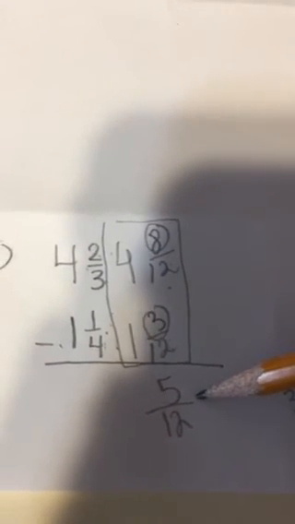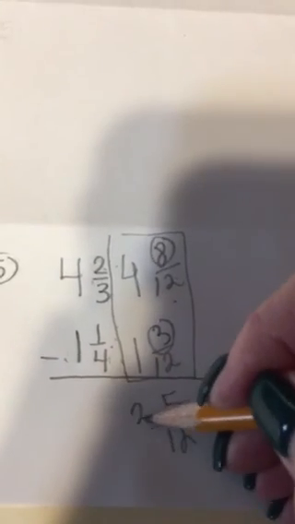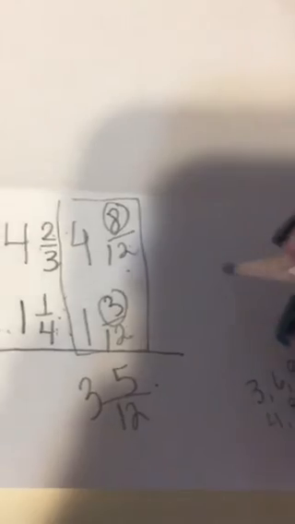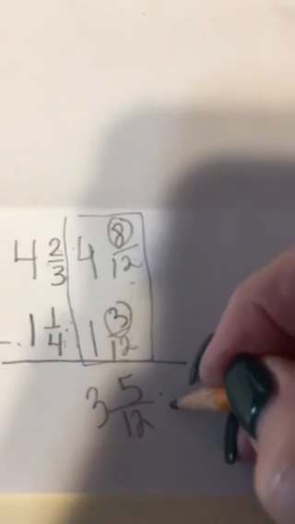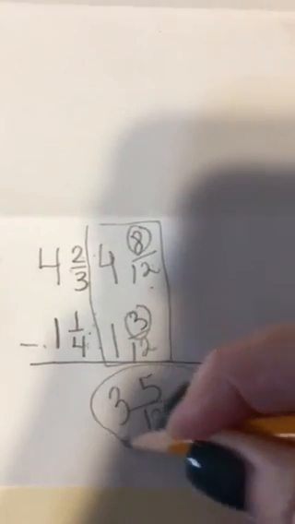On a test, you might see 5/12 as an answer. Remember, that is not the answer. Don't get in a rush. Deal with your whole numbers. 4 minus 1 equals 3. So the question again said, how much flour will she have left? She will have 3 5/12 cups of flour left.